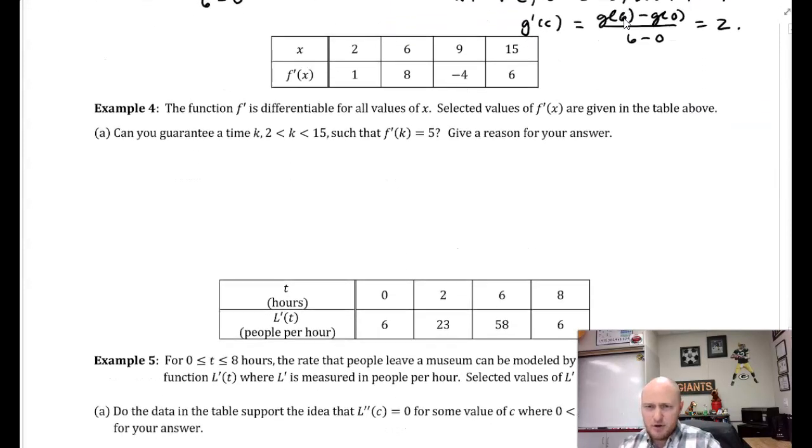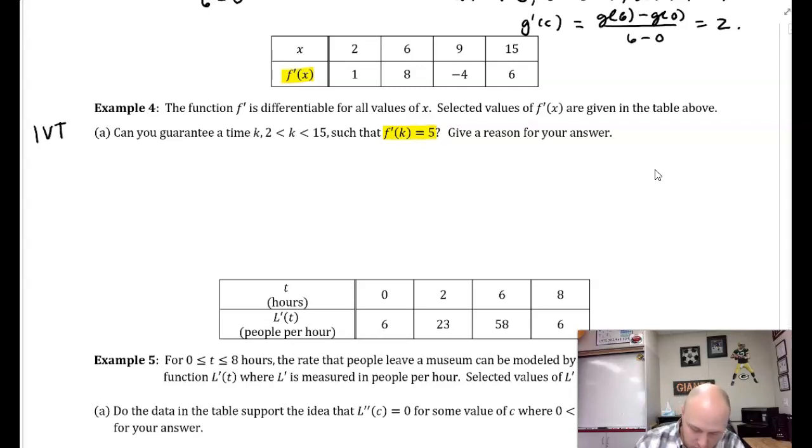All right, example 4. The function f prime is differentiable for all values of x. Selected values of f prime of x are given in the table above. Can you guarantee a time k for 2 less than k less than 15 such that f prime of k is equal to 5? Give a reason for your answer. Well, again, they want f prime of k equal to 5, but you have to check what's given in the table. They give you values of f prime of x. So this is an intermediate value theorem problem.